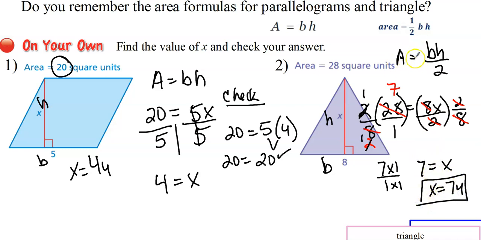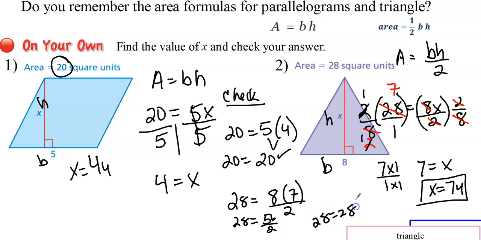But I'm still going to check my work because this one was a little more complicated. So I rewrite the original equation, 28 equals. I have my base of 8, and so I'm going to do 8. But now I know my height is 7, so I'm going to plug in 7 divided by 2. Now I'm going to do the math one step at a time. 28 equals, first I'm going to do the multiplication. 56 divided by 2, and 56 divided by 2 is 28, so I end up with 28 equals 28. Check.